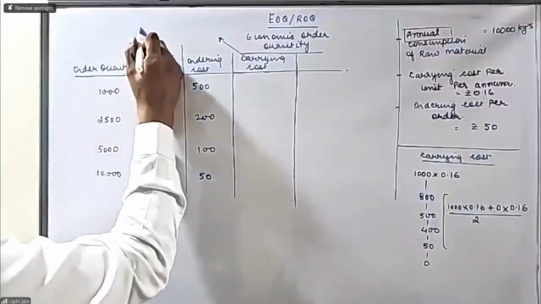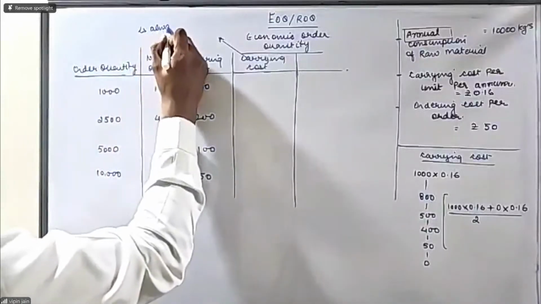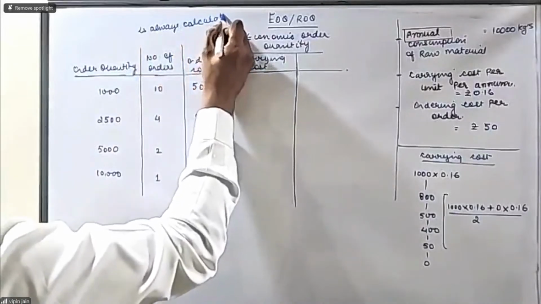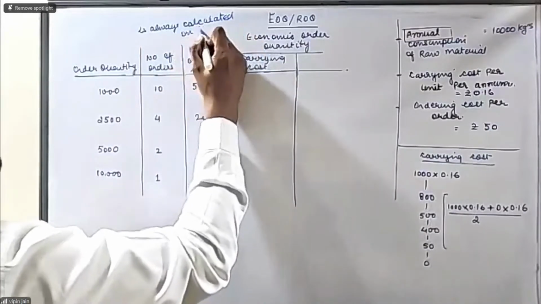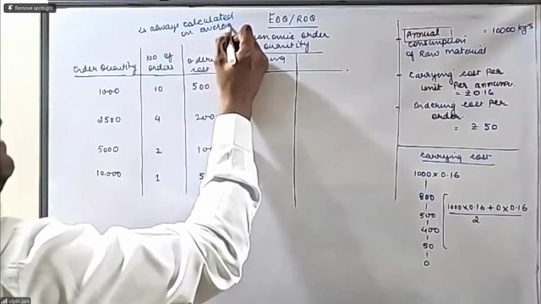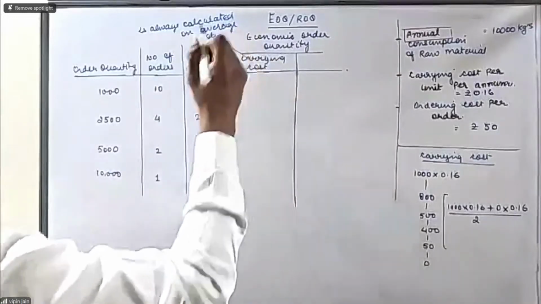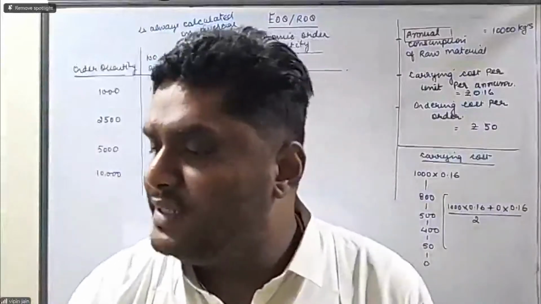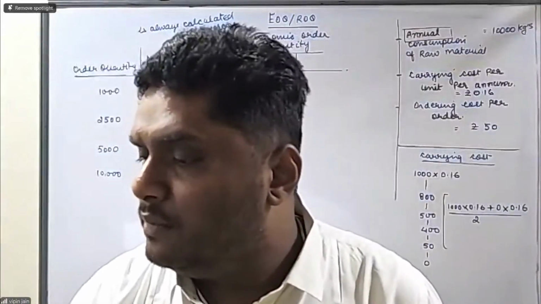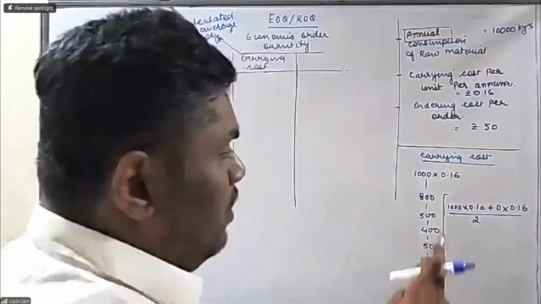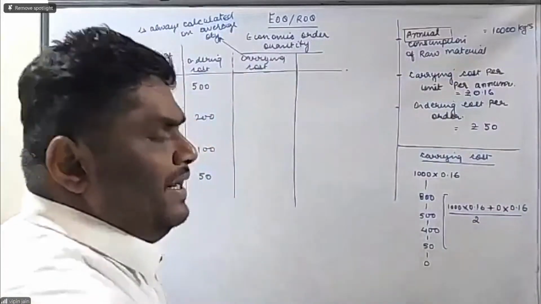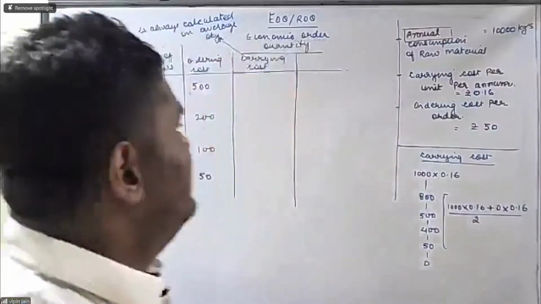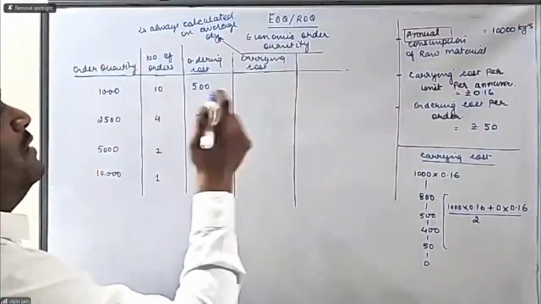Carrying cost is always calculated on average quantity. Now, why is it calculated on average quantity? I hope you guys are thorough with this part. So 1,000 plus 0 divided by 2, that is 500. 500 into 0.16. So how to calculate carrying cost?